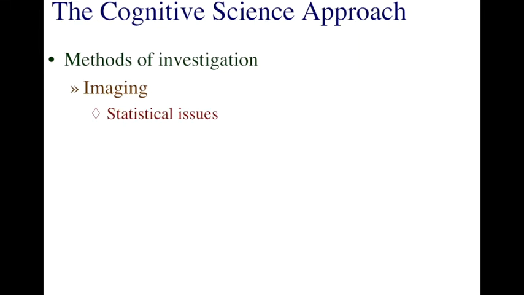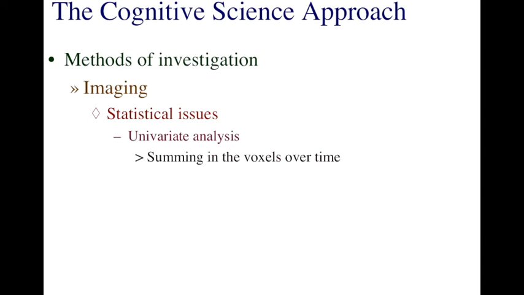Another issue that arises with imaging are statistical issues. Because we're looking at blood flow, usually what we end up doing is summing the activity in a voxel over a period of time, maybe 5 seconds. How much blood is flowing to that area in the 5 to 10 seconds following processing. And then what we do is sum the total amount of processing that's happened over that period of time.